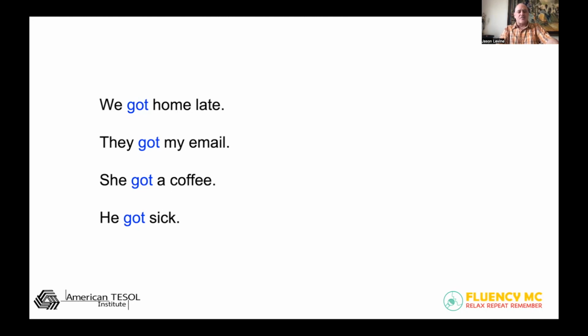So you can ask students, again, I tend to choose something to focus on that's not young kids, low learners, and not adults, high learners. Of course, you can have low adults and high young learners, but I think you know what I mean. What's the meaning of get in these sentences? It could be a similar word or just explaining it. We got home late. They got my email. She got a coffee. He got sick.